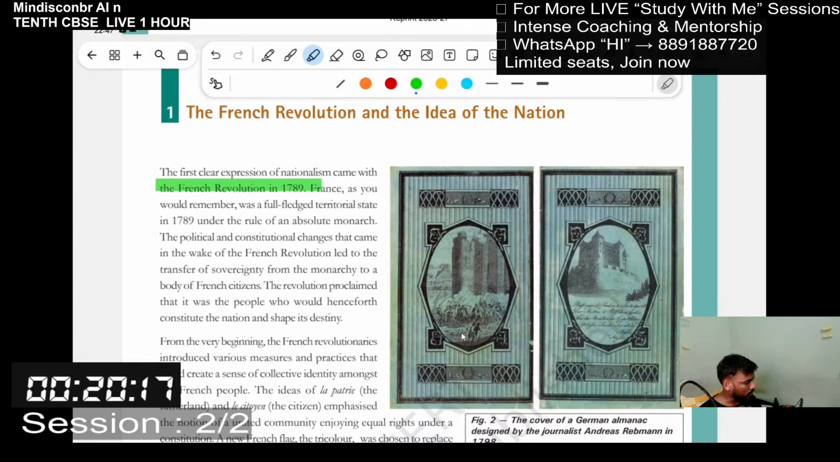France, as you would remember, was a full-fledged territorial state in 1789 under the rule of an absolute monarch. The political and constitutional changes that came in the wake of the French Revolution led to the transfer of sovereignty from monarchy to a body of French citizens.